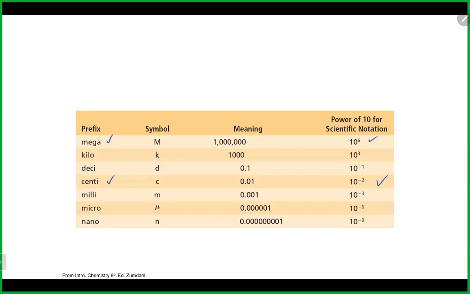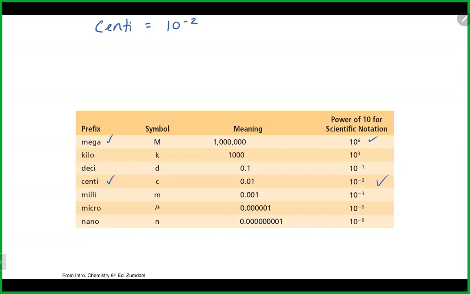So this is a table similar to one in your book. So make sure that you do know that. But let's talk about how to properly use this. And it's probably used incorrectly by most people. So for example, if we say centi, like we had there, is 10 to the minus 2.